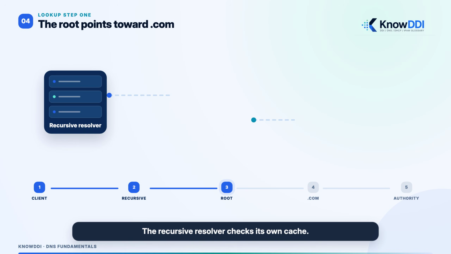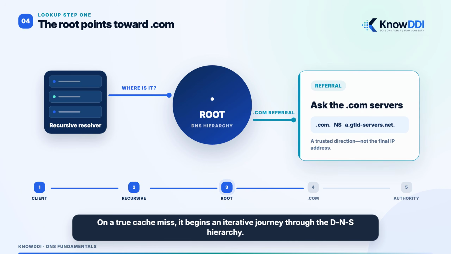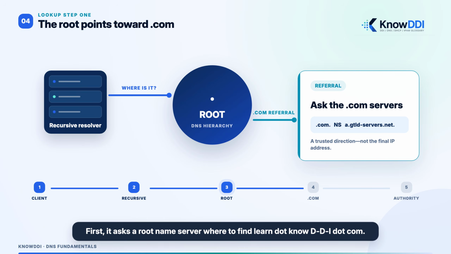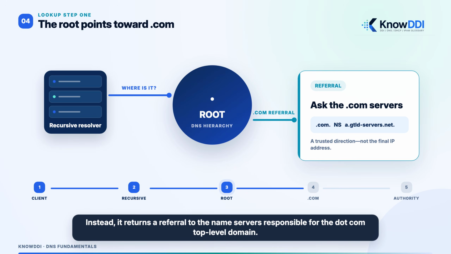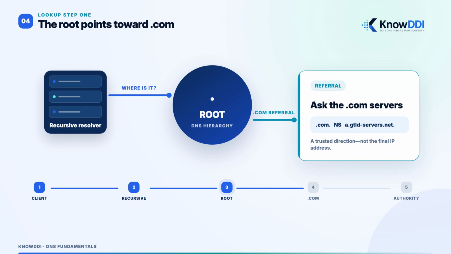The recursive resolver checks its own cache. On a true cache miss, it begins an iterative journey through the DNS hierarchy. First, it asks a root name server where to find learn.knowddi.com. The root does not usually return the website's IP address. Instead, it returns a referral to the name servers responsible for the .com top-level domain. Think of it as a trusted signpost.